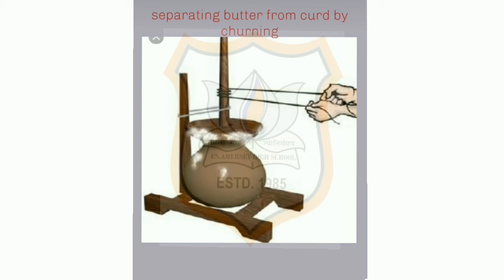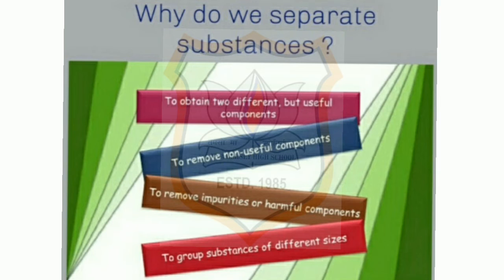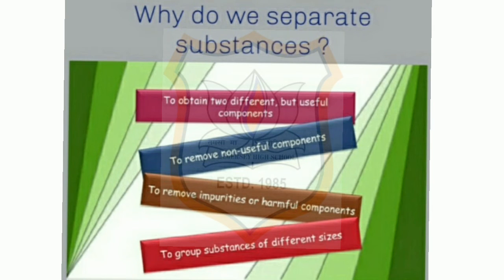But why would we need to separate substances like this at all? Paheli wants to know. Why do we separate substances? To obtain two different but useful components, to remove non-useful components, to remove impurities or harmful components, to group substances into different sizes.